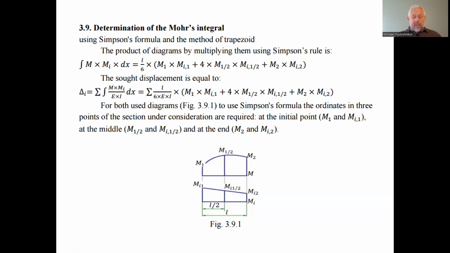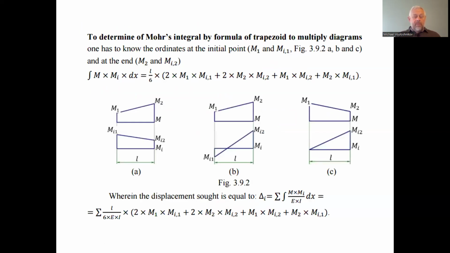So to use Simpson rule to find the Mohr integral and the displacement of the point in the assigned direction, we don't need to have the area of the diagram. Sometimes it could be difficult, it's not easy to find the area of the diagram. So in this case, to use the Simpson rule, we only need the ordinates of the two diagrams at 3 points each: at the ends of the considered element of the mechanical system and in the middle of the element.